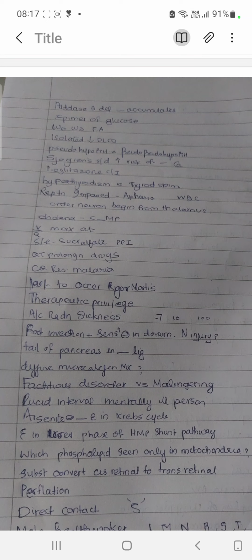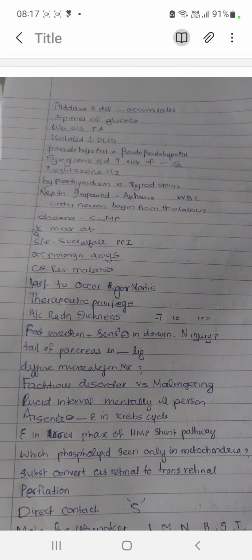QT prolongation drugs, remember which antiarrhythmic drugs are included. So it includes from 1A, quinidine, procainamide, then class 3 also, amiodarone, sotalol. There are other drugs in QT prolongation like antihistamines, cisapride, astemizole, terfenadine, like that. But in antiarrhythmics you have to remember 1A and 3.